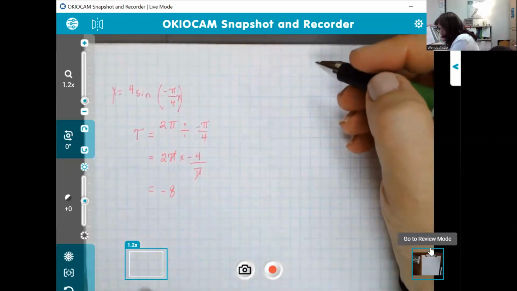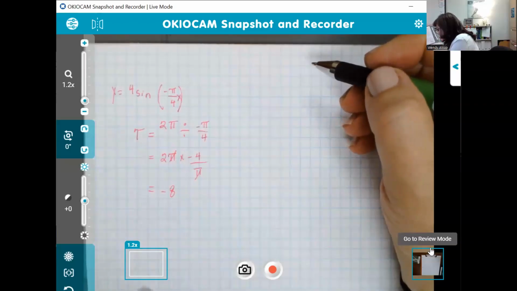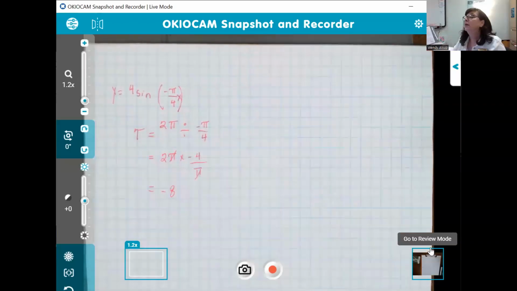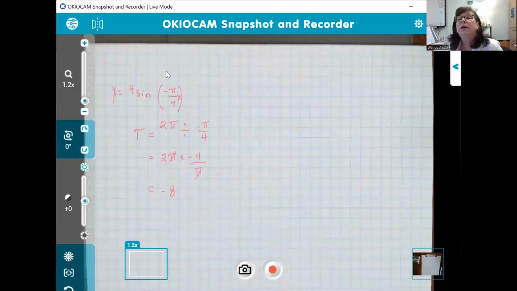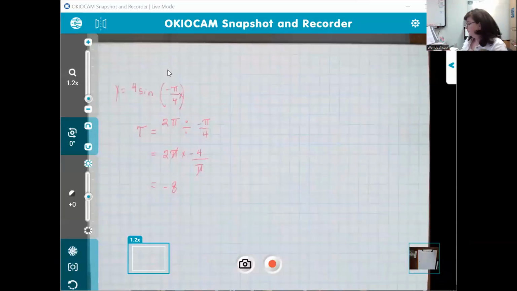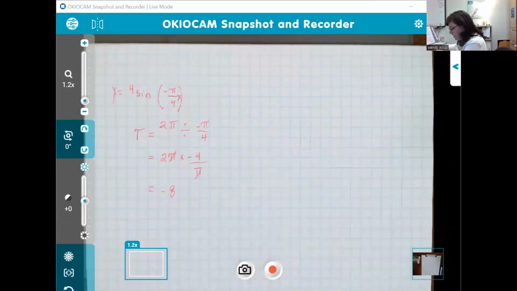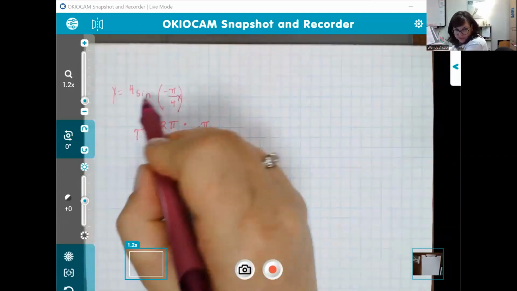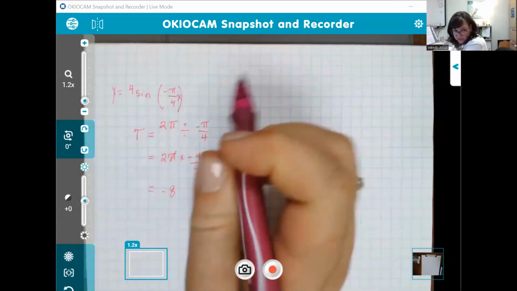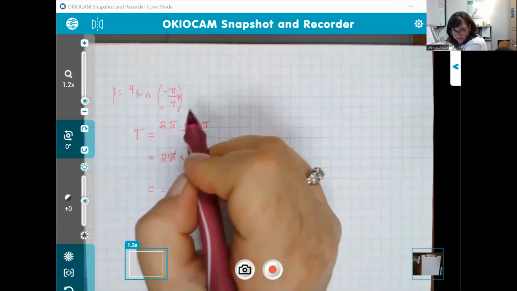All right, wait a second. The period is -8. Well, that makes no sense, right? That the period is -8. Let's see, I can't see my screen. There we go. This is where you want to remember that sine is odd, cosine is even. Sine is odd.